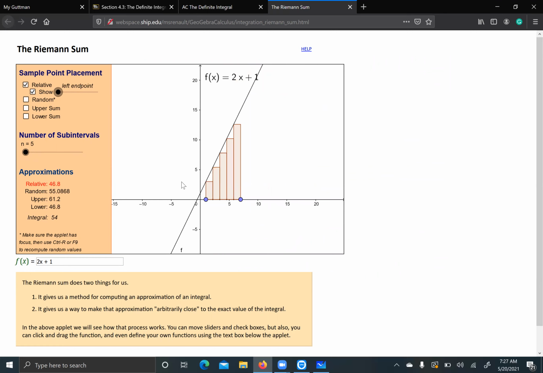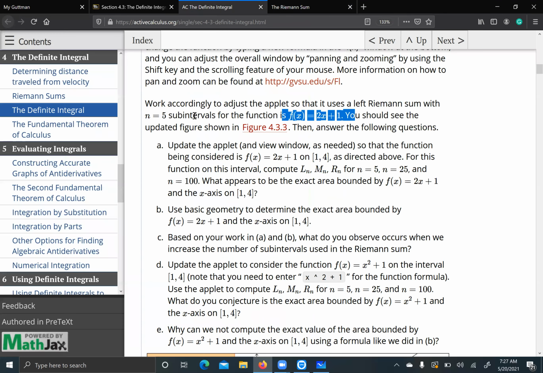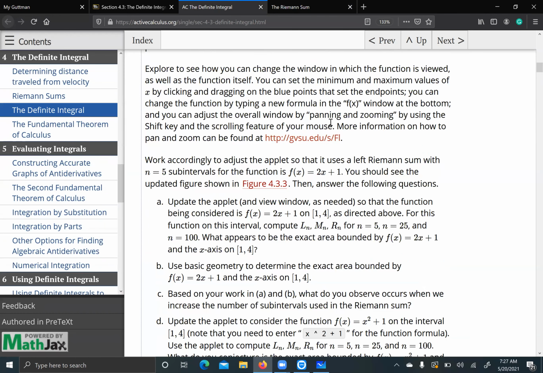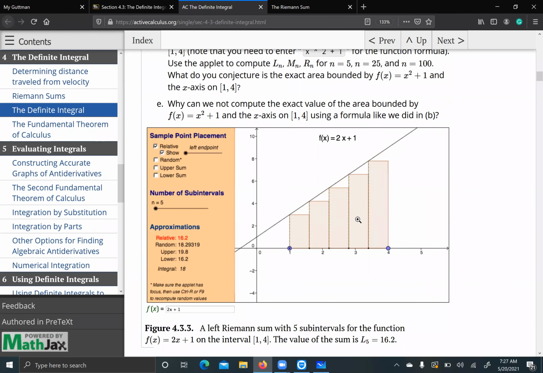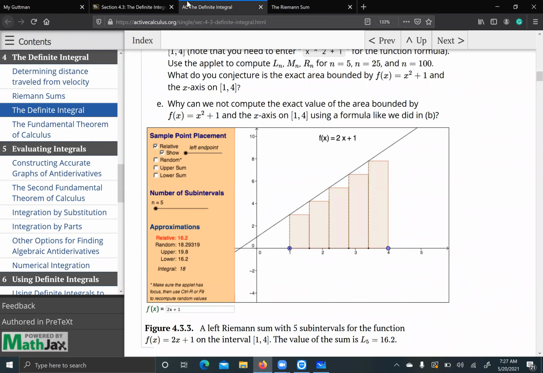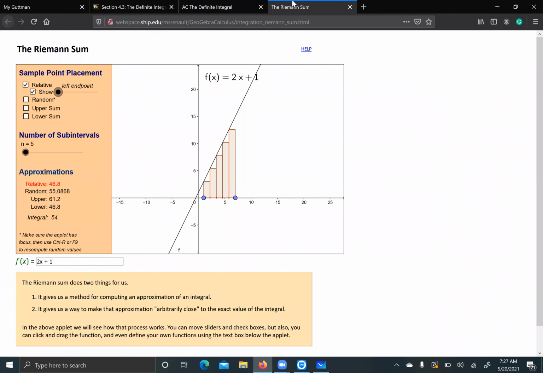The textbook activity says to adjust the applet as a left Riemann sum with 5 subintervals for 2x plus 1. Now you should see this figure. Yes, we are seeing this figure. So now what is the left Riemann sum? Oh, I didn't change the interval.